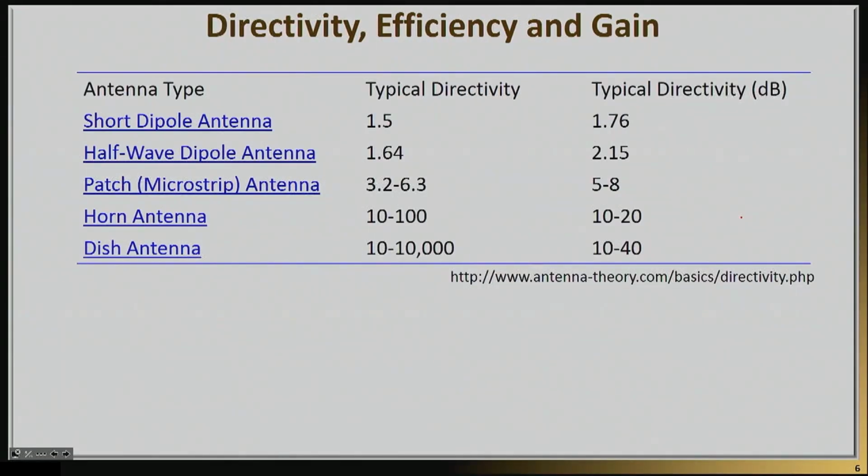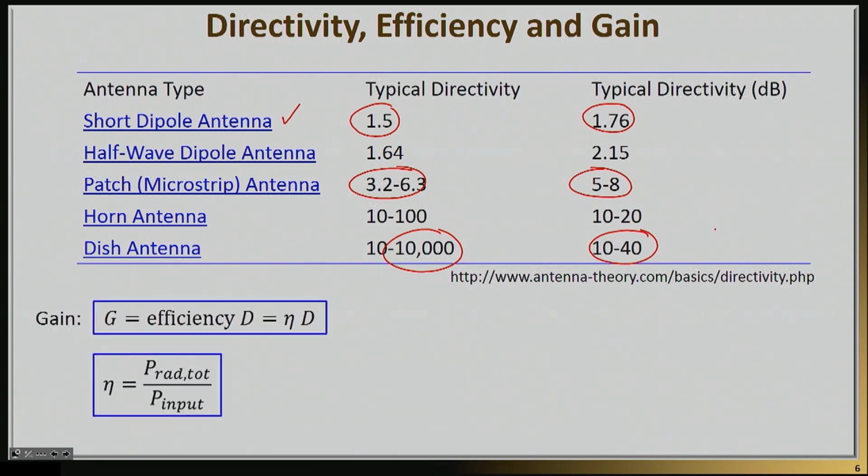So here are some typical directivities for some antennas that you may or may not know. A short dipole antenna is a very common antenna. Its directivity is barely above 1, it is 1.5, or in dBs 1.76. The patch antenna that you saw before has a directivity typically between 3 and 6, or in dBs between 5 and 8. Some of the satellite dish antennas you will see out there will have directivities in the order of many thousands, or in dBs, they will reach 30 or 40 dB. And we will see some examples later on.